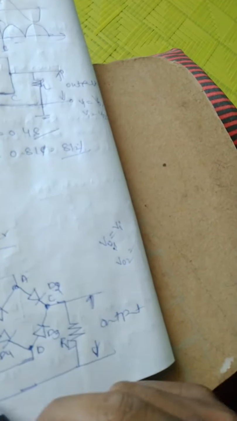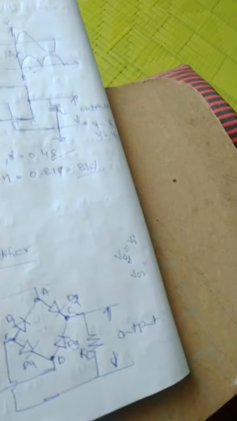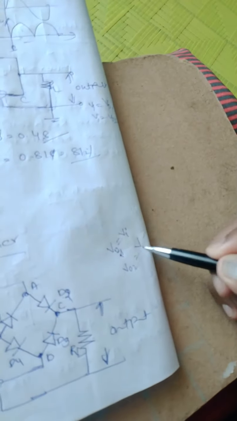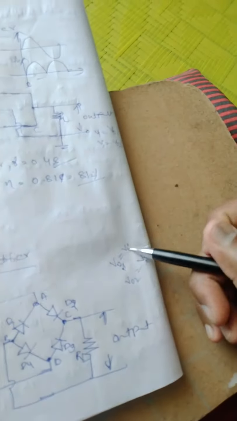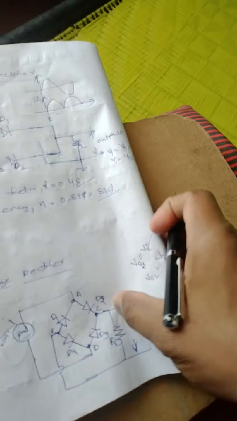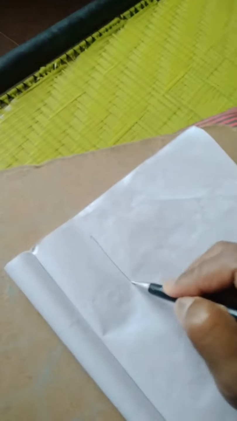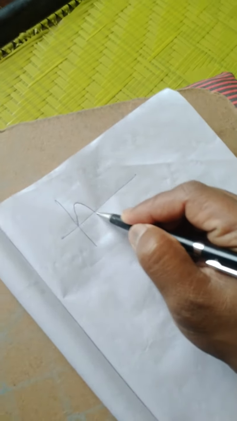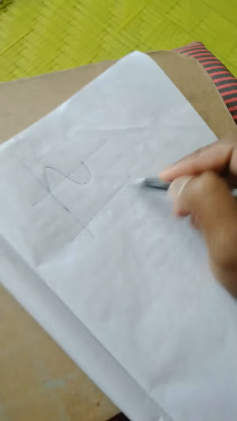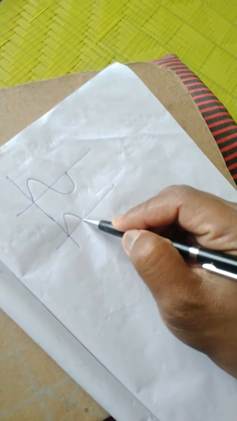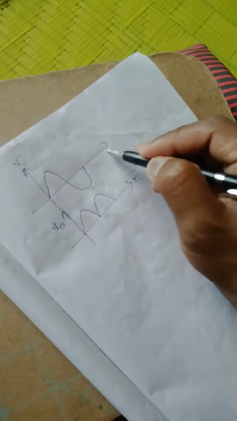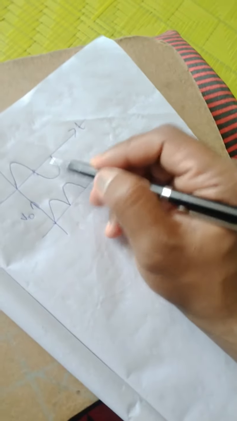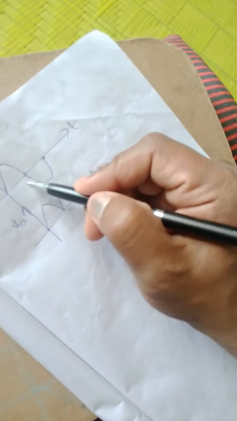For negative half cycles, diodes D1, D3 get forward biased, V naught equal to VI. For both half cycles, we are getting output VI. Hence, here also we are getting full wave rectified output, but without the help of a center tap transformer.